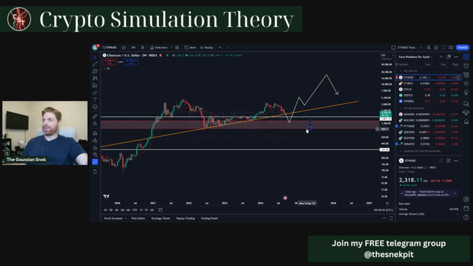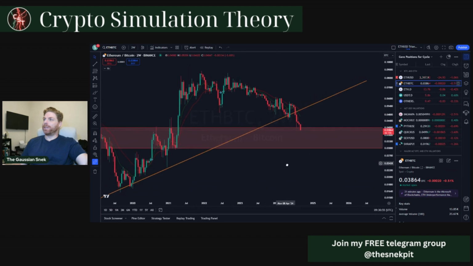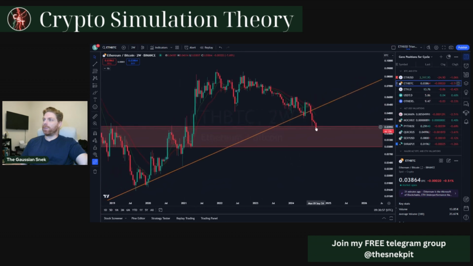That will be tremendous for FOFAR if that happens. Okay, and it does follow this general path that Ethereum has been in for a little while now. We look at ETH Bitcoin. ETH Bitcoin doesn't look so good right now. We are in the red zone.